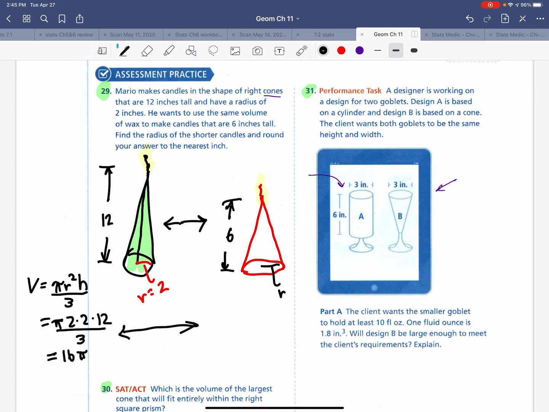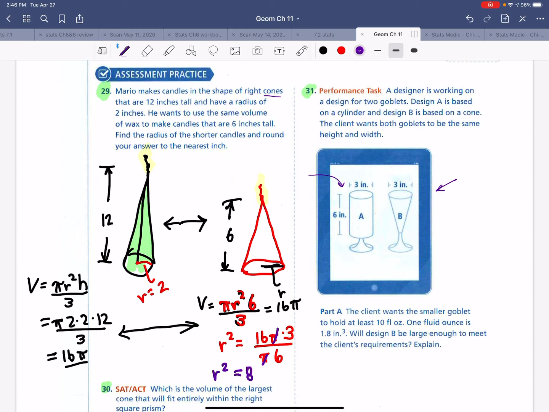Now we need this one to be 16 pi because we want to use the same amount of wax. So the volume is the area of the base, radius squared, times the height of 6, divided by 3 because it's pointy. And we want this to be equal to 16 pi as well. So using our swap, we want to get r squared by itself. Move the 3 over here with the 16 pi, move this pi down here, and move that 6 down there. So we end up getting radius squared is equal to 16 times 3 divided by 6. Interesting, so I get 8.